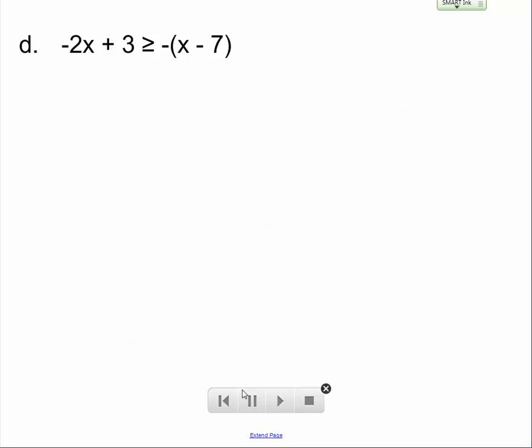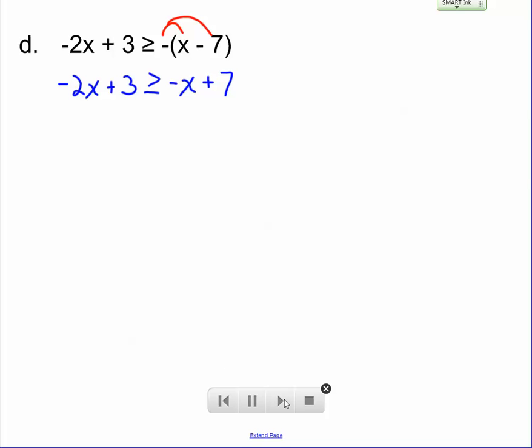One more. Some distributive property there on the right again. So I'm going to distribute that negative sign, or multiply everything by a negative 1. So I'm going to get negative 2x plus 3 is greater than or equal to negative x plus 7. Negative 1 times x is negative x. Negative 1 times negative 7 is positive 7.